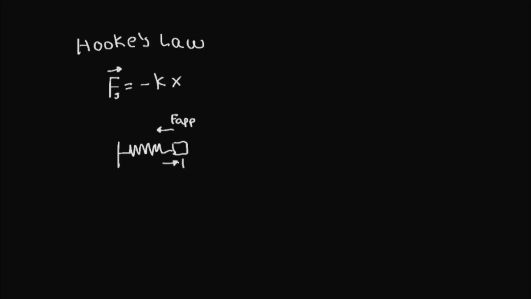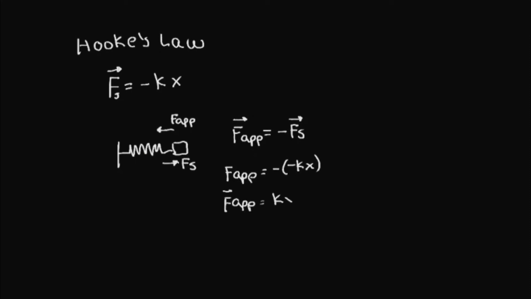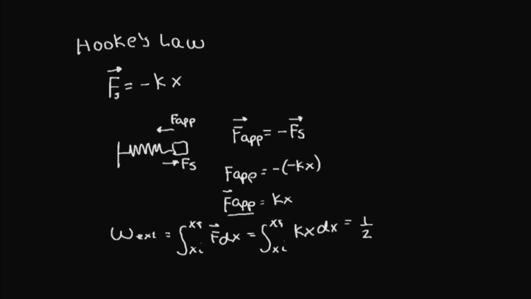To calculate an external force applied on the block, let's say someone compresses the spring with an applied force. Any force applied to the spring will be equal in magnitude and opposite in direction to the spring force. If we were to integrate this equation, the external work done by an applied force will be equal to half the spring constant times the change in displacement, so times final displacement squared minus initial displacement squared. So we can now solve a problem regarding springs.